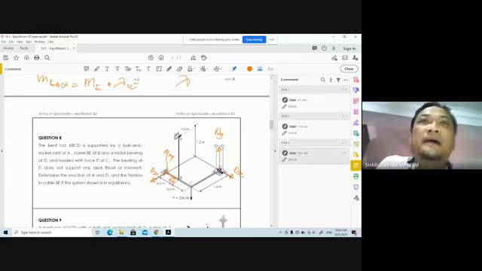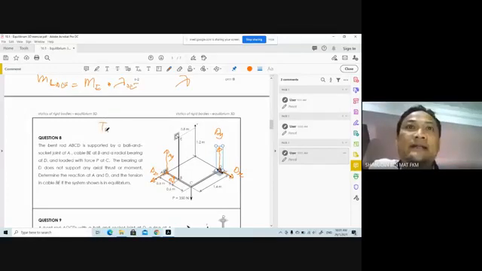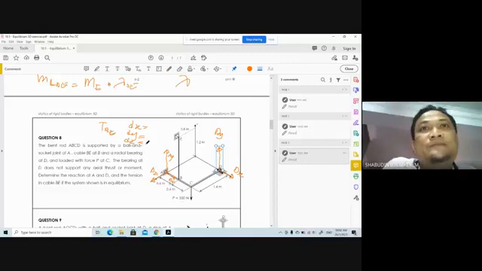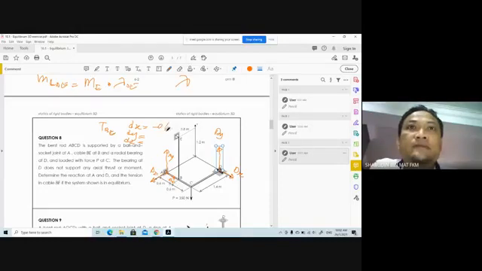For point E, T, B, E. What is dx? What is dy? What is dz? Tell me. B to E, what is dx? It is given by negative 0.8, 0.6. dy is 1.2. dz is what? Z is 0.8.